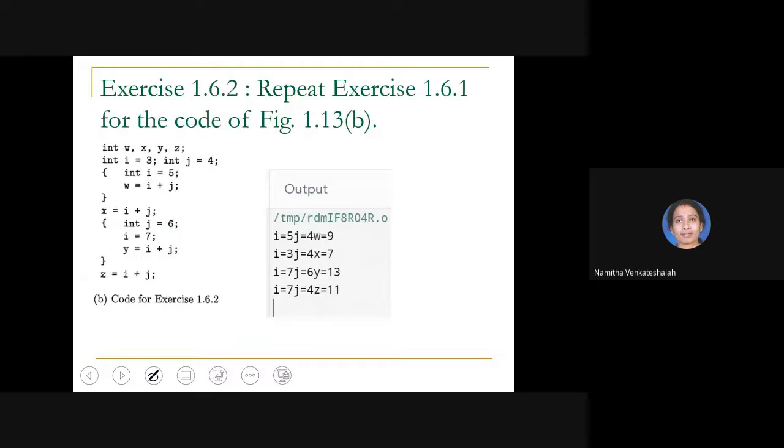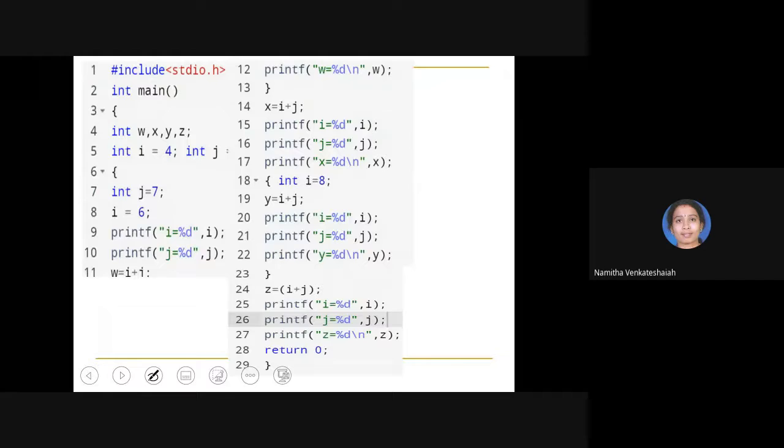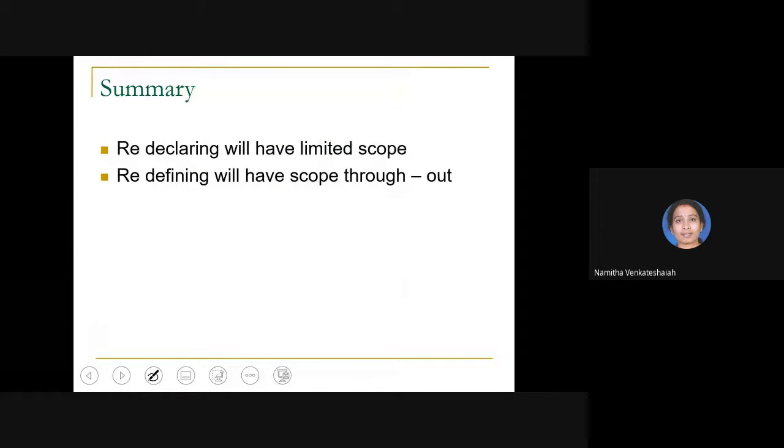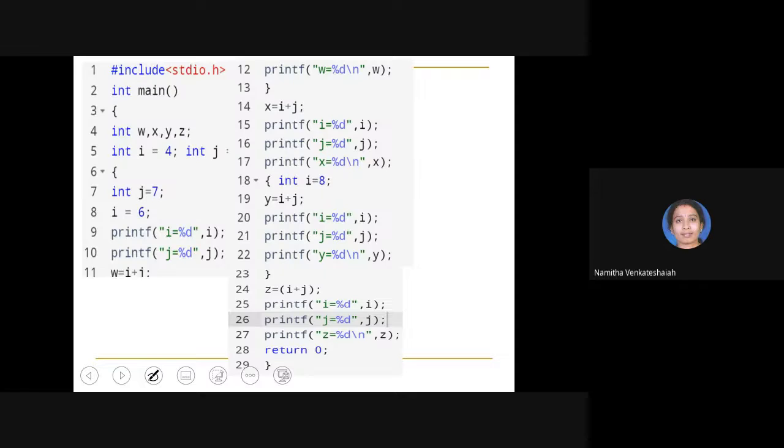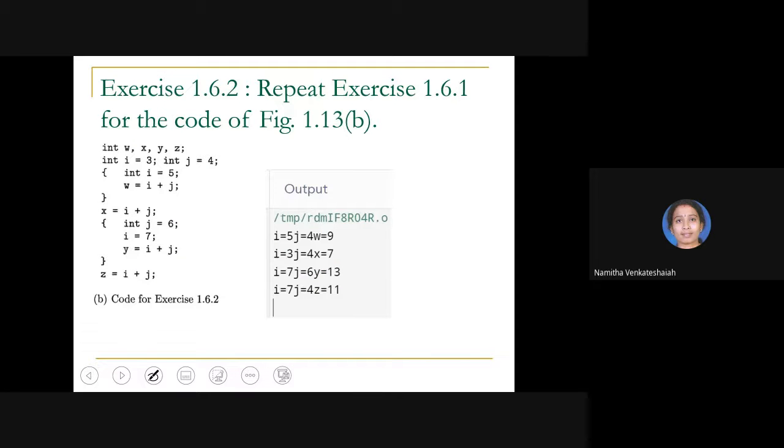So now, can you calculate for this? Keeping the answer aside, can you calculate the value for this? Just know these two things: redeclaring will have limited scope and redefining will have scope throughout. So just look here. What is happening here? I is equal to 5 and W is equal to I plus J. I is redeclared here. So for W, I should take 5 plus which value of J? Obviously, inside the block there is no value for J, so 4 will be considered.